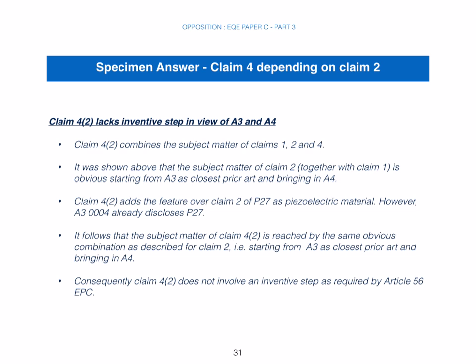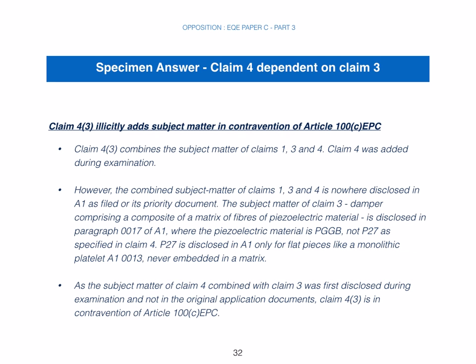Now we turn to Claim 4 when it depends on Claim 3. This attack for contravention of Article 100C EPC can be placed here in the claim sequence, or if you prefer, you can present it as a separate attack at the beginning. Claim 4.3 illicitly adds subject matter in contravention of Article 100C EPC.